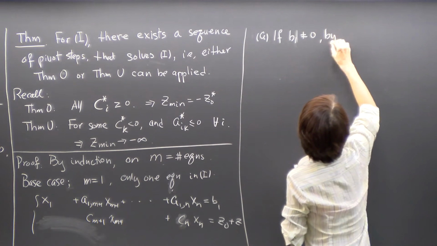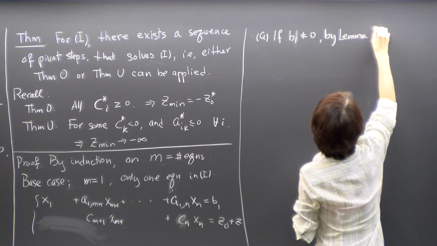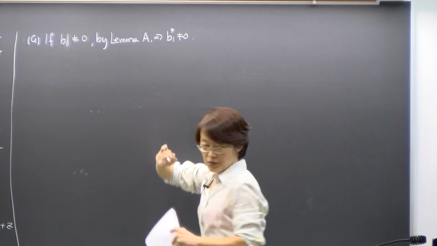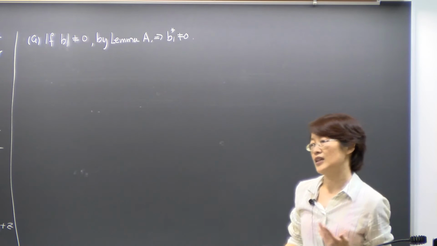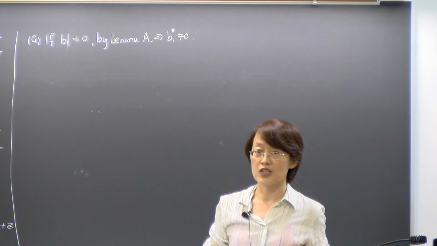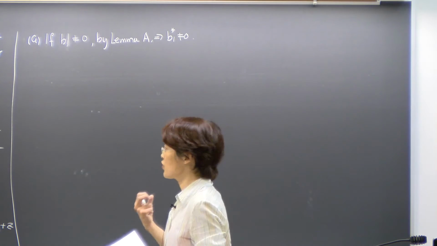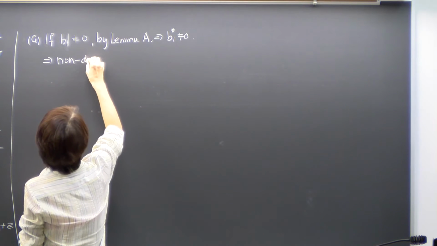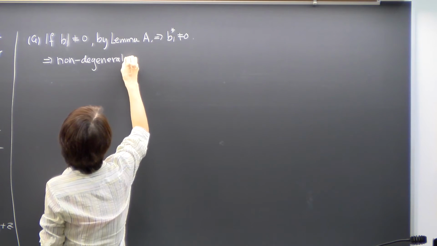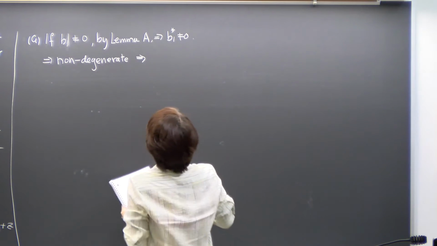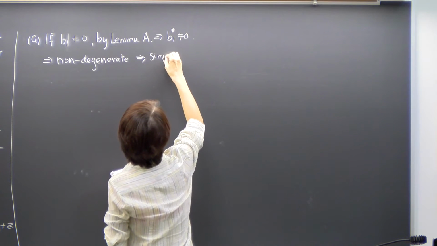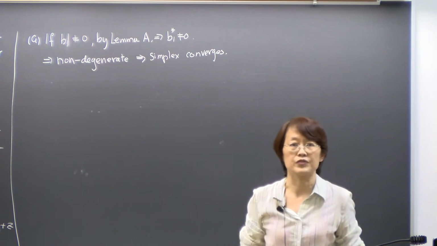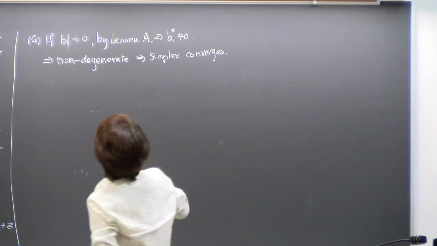So by lemma A, we conclude that b1 after pivoting will never be 0. So no matter how many times you pivot, it will never be 0, meaning you never run into degeneracy. Is that clear? Every time you will strictly reduce the z value. So you're in the non-degenerate case, always non-degenerate, and then simplex converges in finitely many steps. That case we already proved.